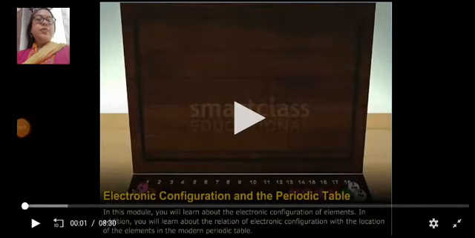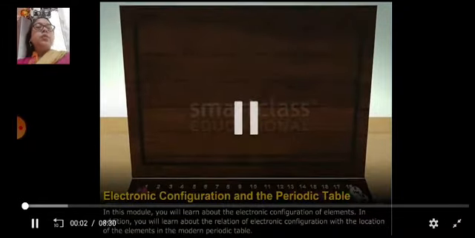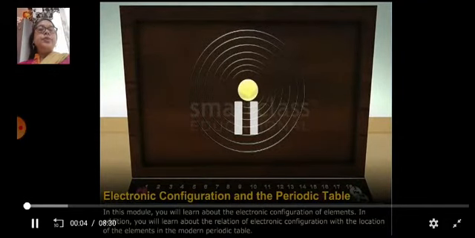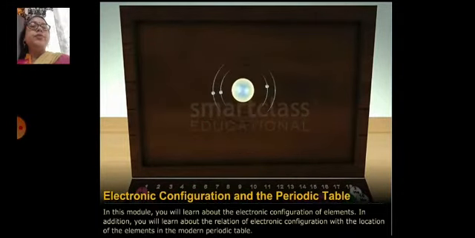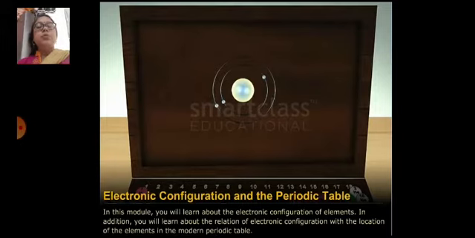Good morning, everybody. Today's topic is electronic configuration and the periodic table, chapter 3. In this module, you will learn about the electronic configuration of elements. In addition, you will learn about the relation of electronic configuration with the location of elements in the modern periodic table.